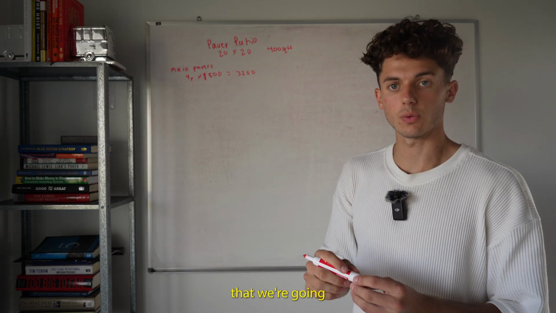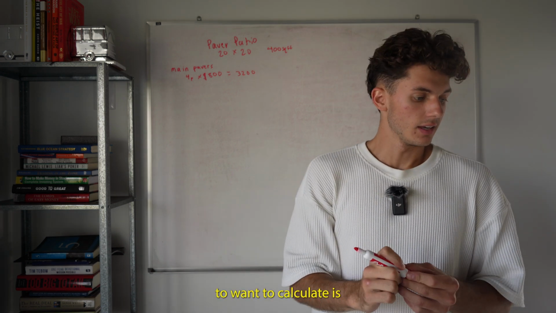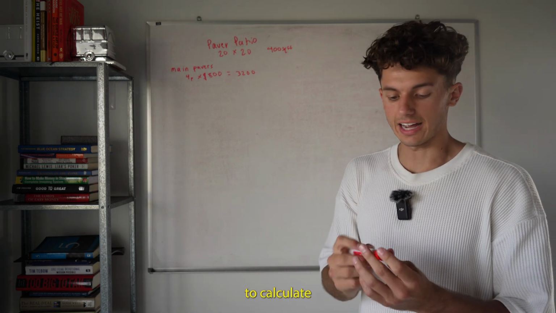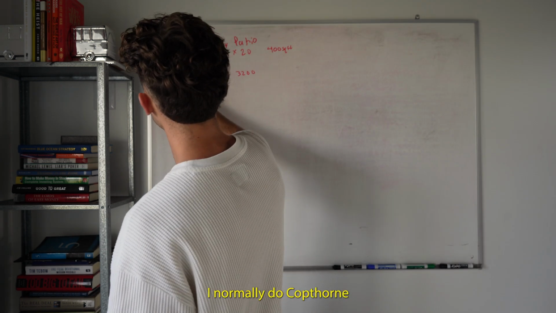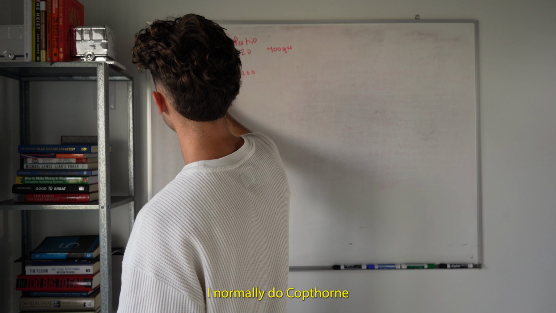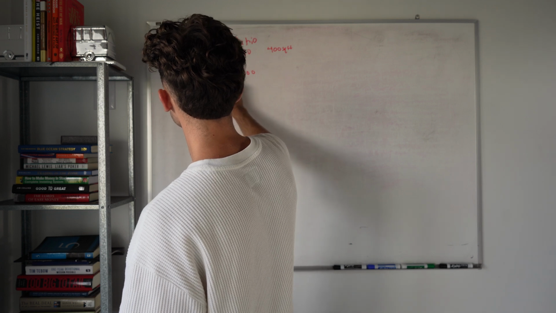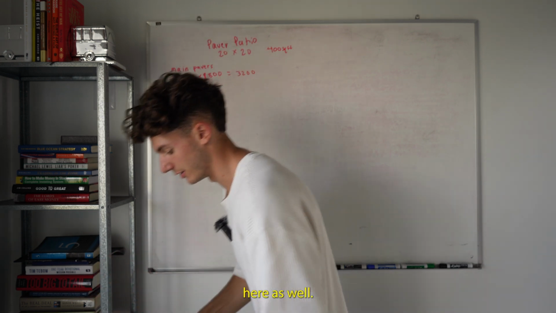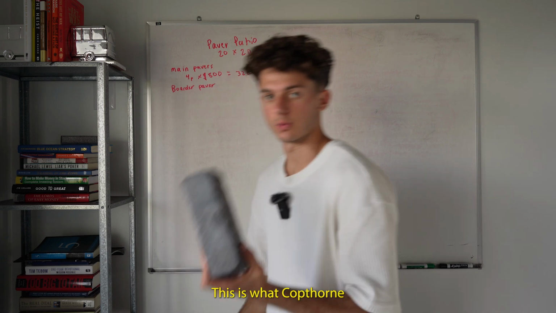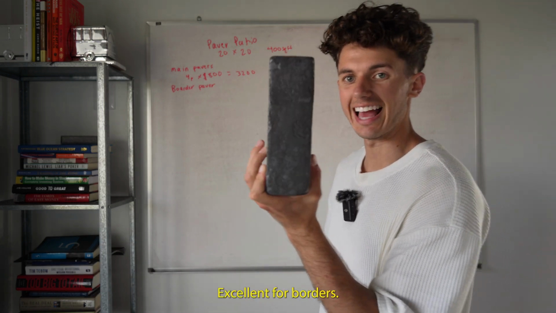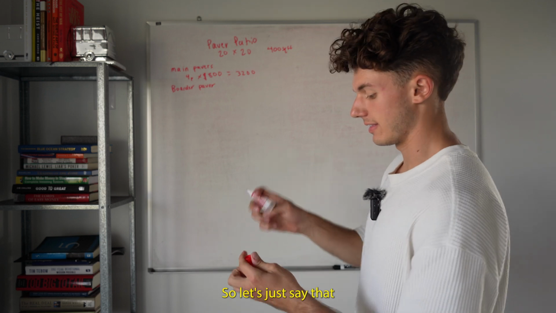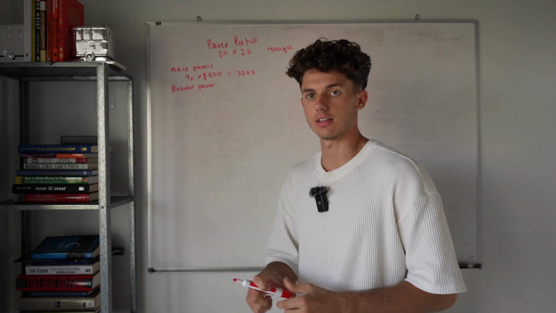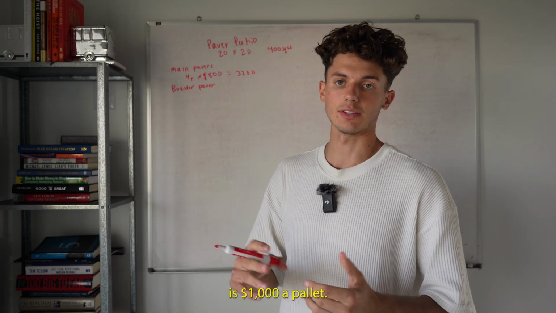Now, the next thing that we're going to want to calculate is our border paver. So our border paver, I normally do Copthorne for my border paver. I actually have that here as well. This is what Copthorne looks like from Unilock. Excellent for borders. So let's just say that Copthorne is $1,000 a pallet.